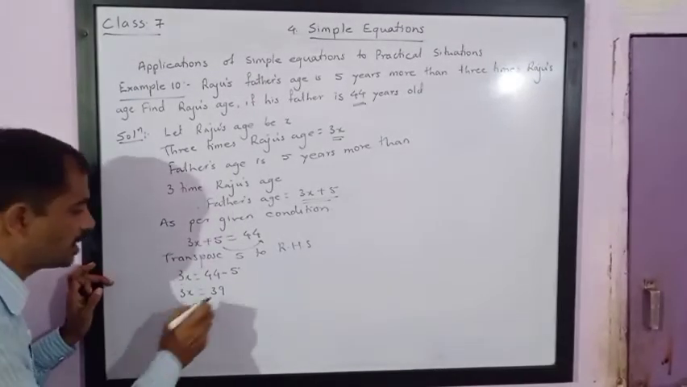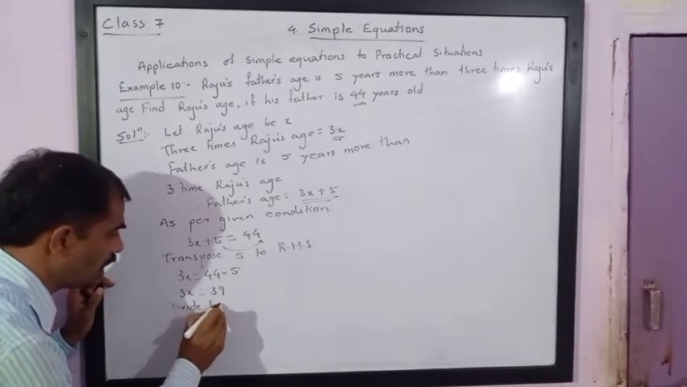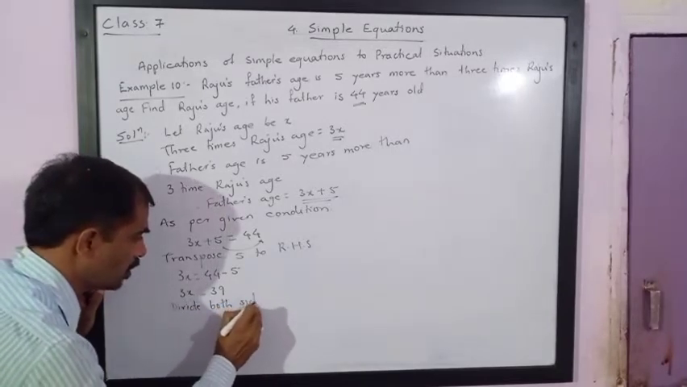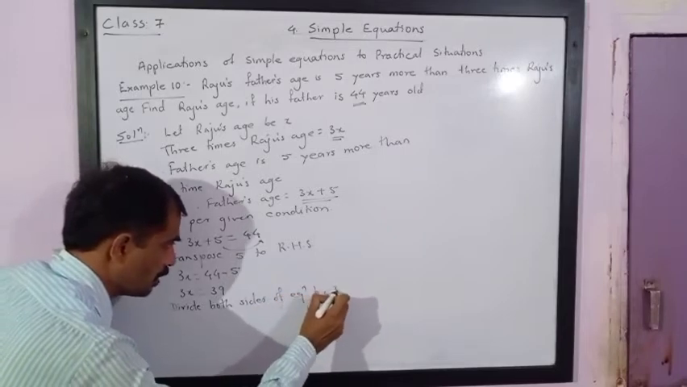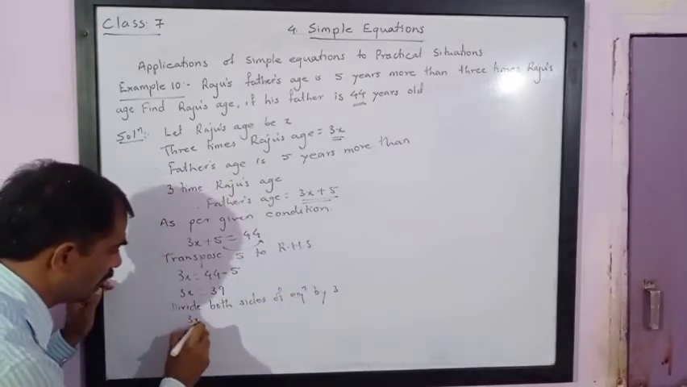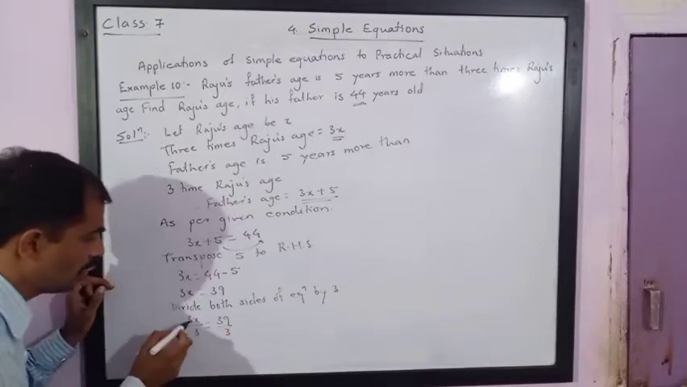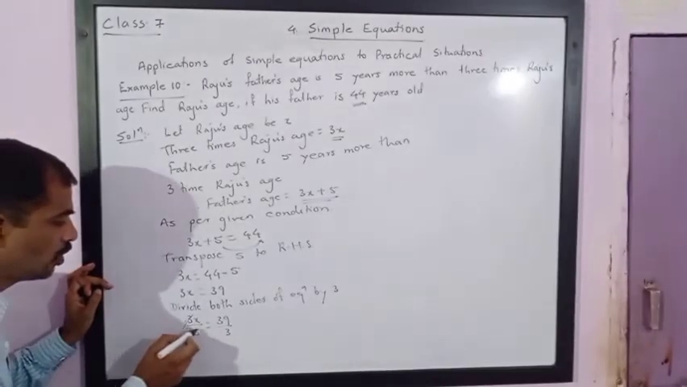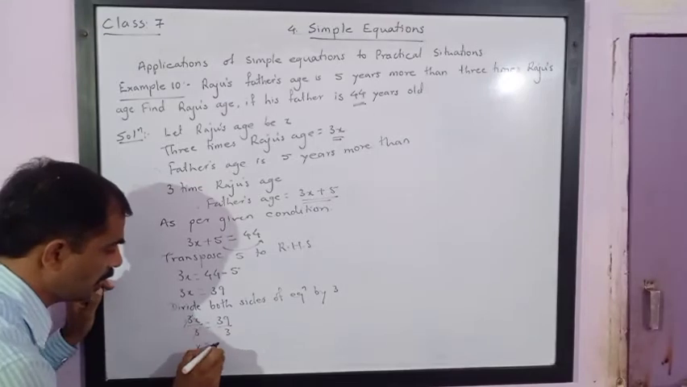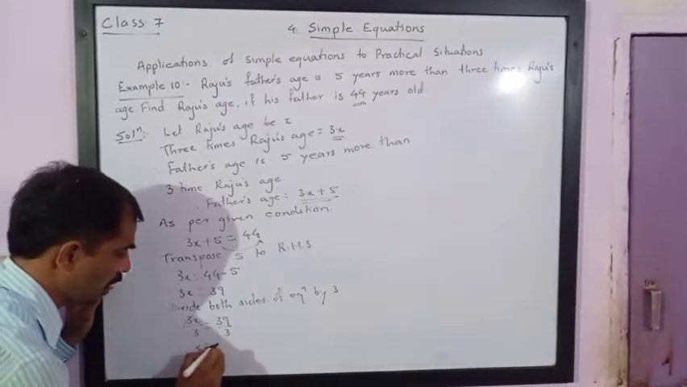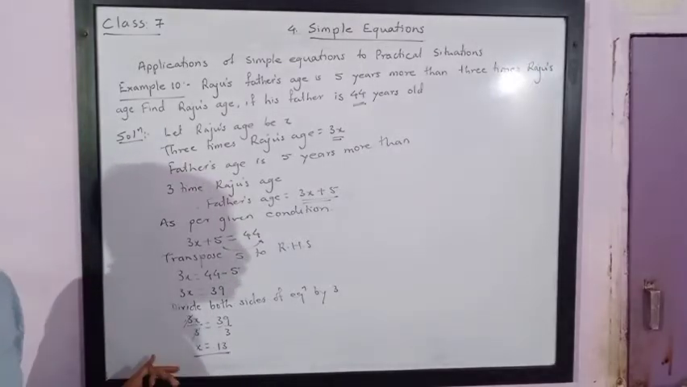Now divide both sides of the equation by 3. So you will get 3x upon 3 is equal to 39 upon 3. Now this 3 will eliminate with this 3. So you will have x on the left hand side, and 13 3s are 39. 3 1s are 3, 3 3s are 9. So thus we have got x is equal to 13.